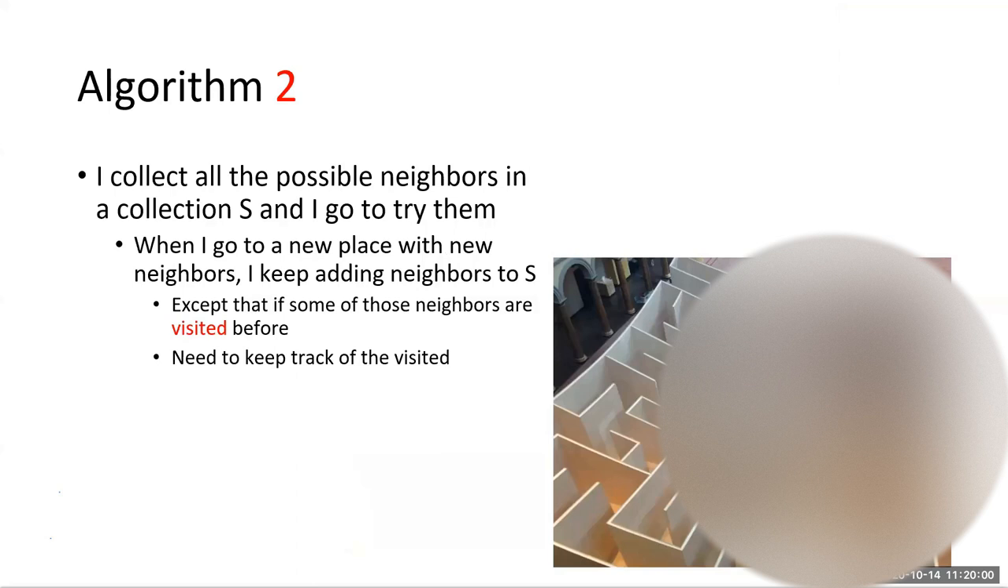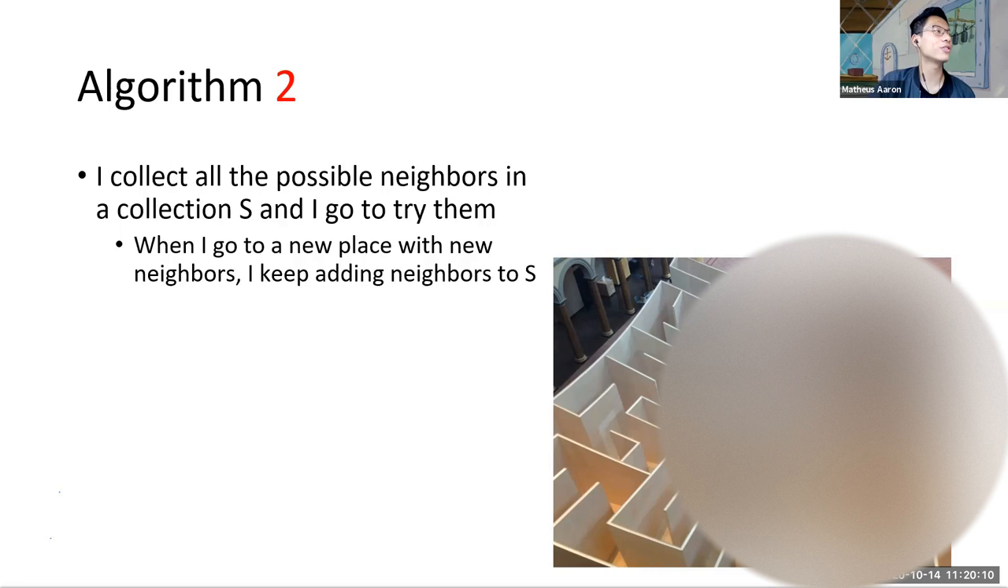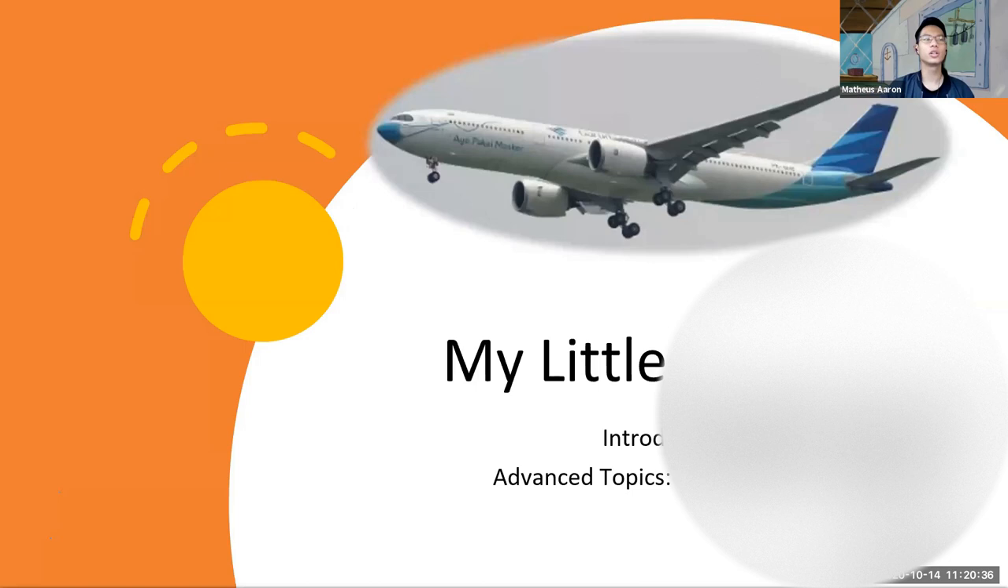I'm going to introduce you to a second algorithm, where I collect all the possible neighbors in a collection S, and I go try them. When I go to a new place with new neighbors, I keep adding neighbors to S, except that if some of the neighbors I visited before, I need to keep track of them as visited. If you don't understand, I have prepared some slides for you. This algorithm too is called the flooding algorithm. And I think some of you have figured out what the flooding algorithm is, such as what Bingson just mentioned. So for the flooding algorithm, I'm going to introduce you to my little trip to Bali.